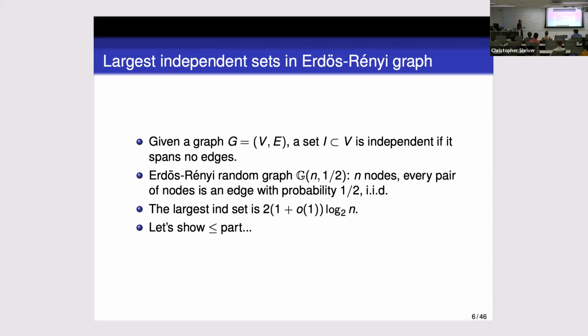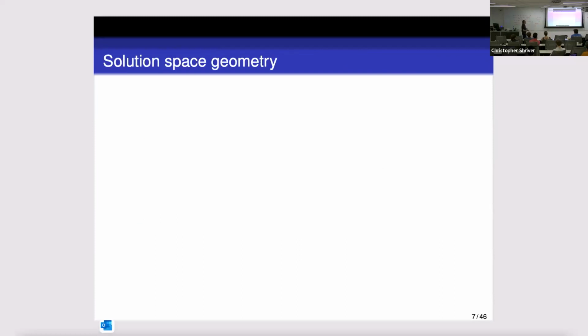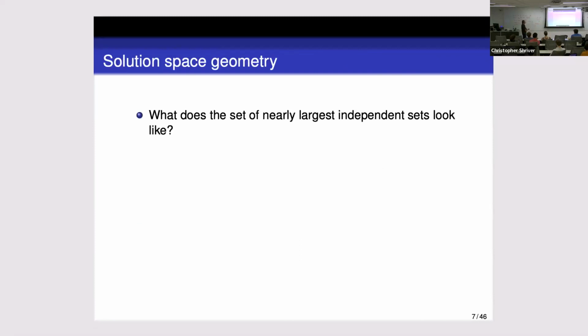All right, let's continue. Believe it or not, elementary computations like this can get you quite far, and in particular, get you enough useful information to start discussing algorithms. So what I want to do next is ask the following question. We know that the largest independent set looks like this, twice log n. What do they look like?